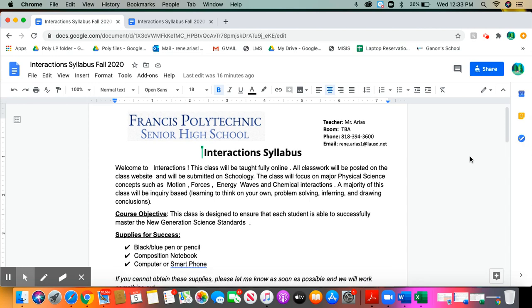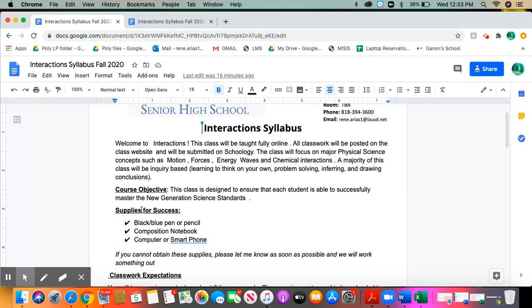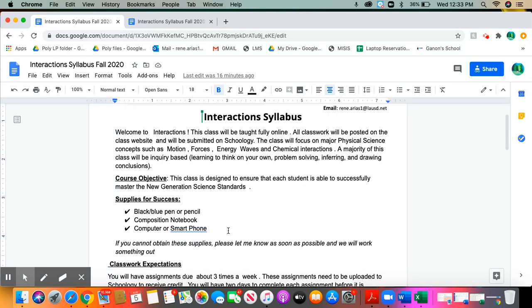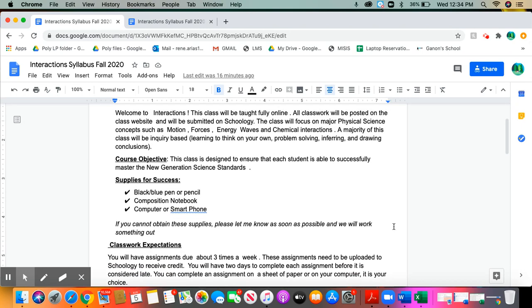So in order to do well in this class, you only need a few supplies. You need something to write with, so a pencil or a pen. This says here you need a composition notebook. You could get one because if we go into the classroom again, you will need it. But you really just need lined paper and something to write with. And last of all, you need either a computer or a smartphone, something to access the material. Okay, if you can't obtain that, let me know as soon as possible.